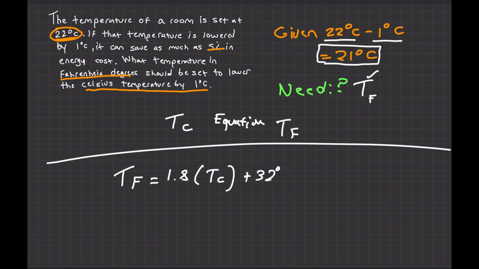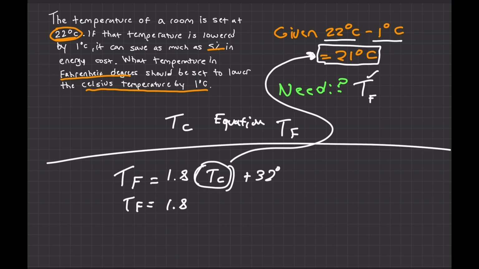So again, what is given? Well, we know that TC equals 21. That's what was given, right? We subtracted the 22 degrees Celsius. We have the 22 degrees Celsius. We lowered it by 1, so we got 21 degrees Celsius. So here we'll just put 21 and then plus 32, right?